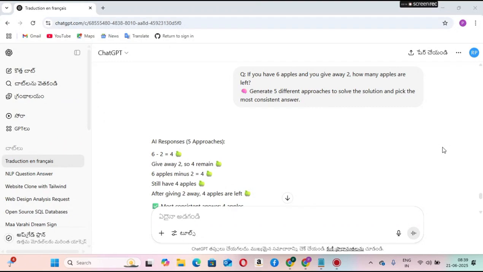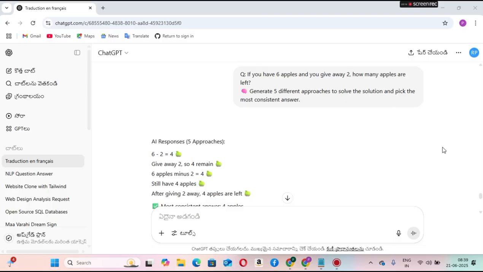So, hello everyone. Today we are going to explore self-consistency prompting, which is a clever AI technique that helps us get more reliable answers. Instead of asking the AI for just one solution, we tell it to generate n different approaches. Here n is a number, like generate 5 different approaches, generate 6 different approaches, etc.